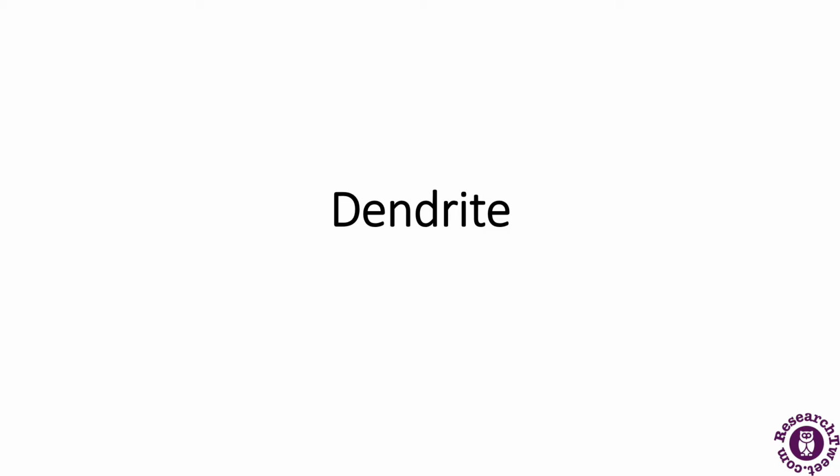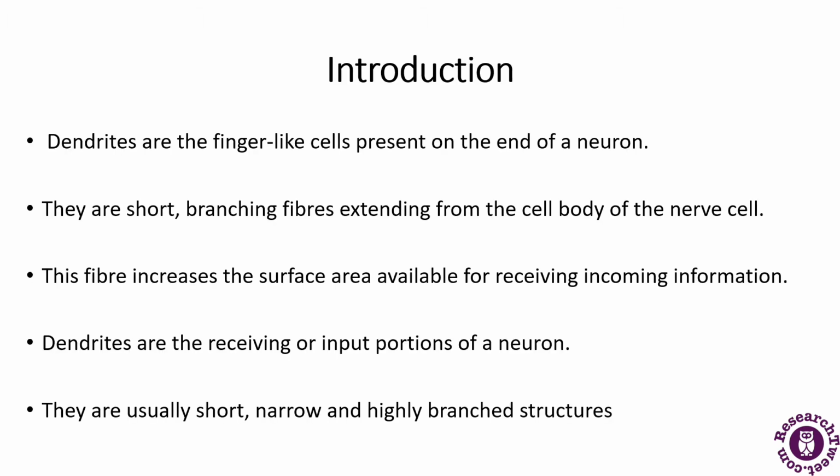So dendrites, what are dendrites? They are finger-like cells that are present at the end of the neuron. Where are they present? They are present at the end of the neuron. So let's start with the introduction first. The location of the dendrite is that it is present at the end of a neuron.